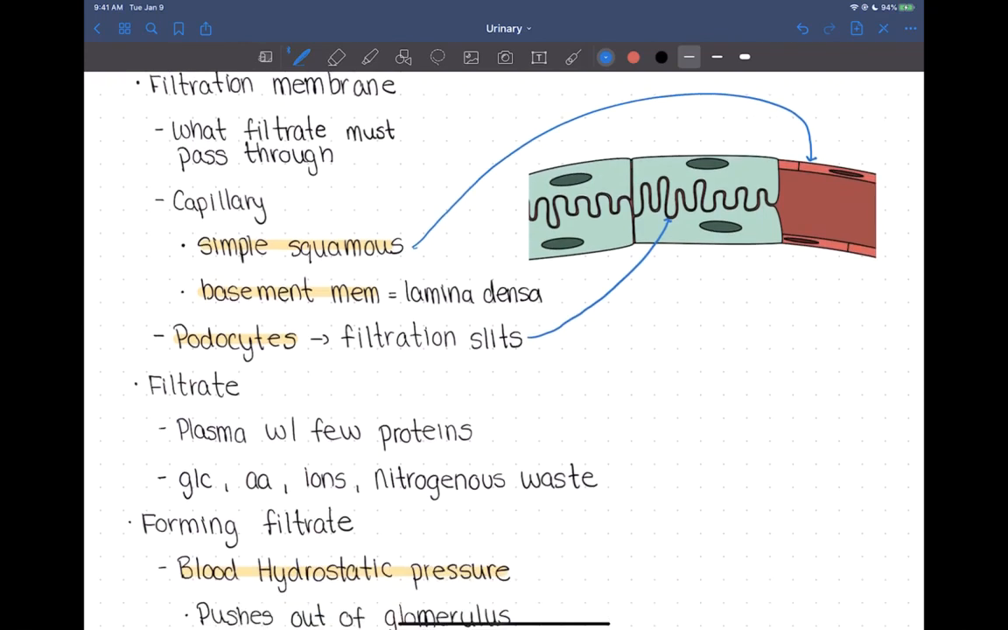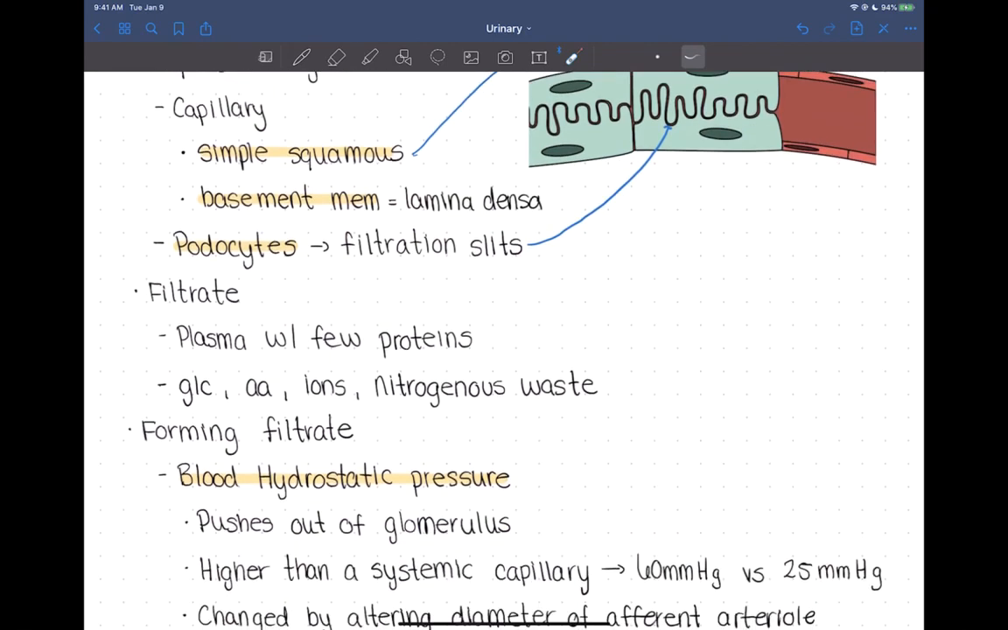Okay, and so as you can see, that would kind of limit the size of the things that can actually leave those capillaries, right? So the things that leave have to actually be small enough to fit through those filtration slits. So when we're talking about the composition of the filtrate, it is made from the blood, so it's going to be very similar to plasma. It's just not going to have many proteins, right? It might have some very small polypeptides, but there aren't going to be any large proteins, or there shouldn't be any large proteins in urine, okay?